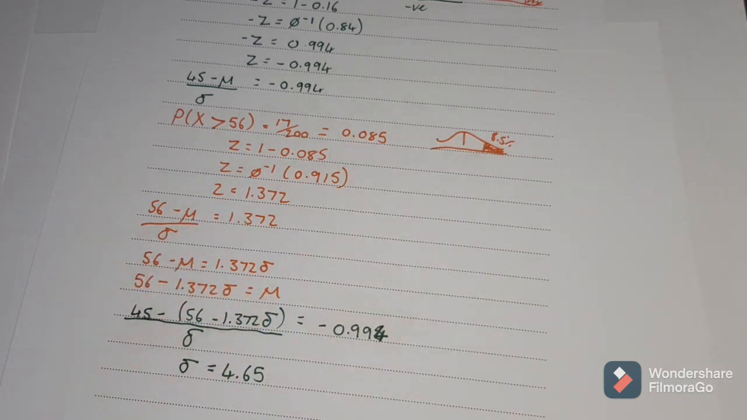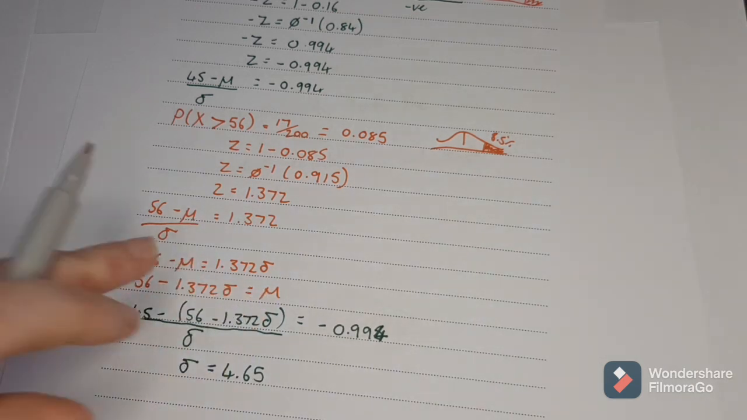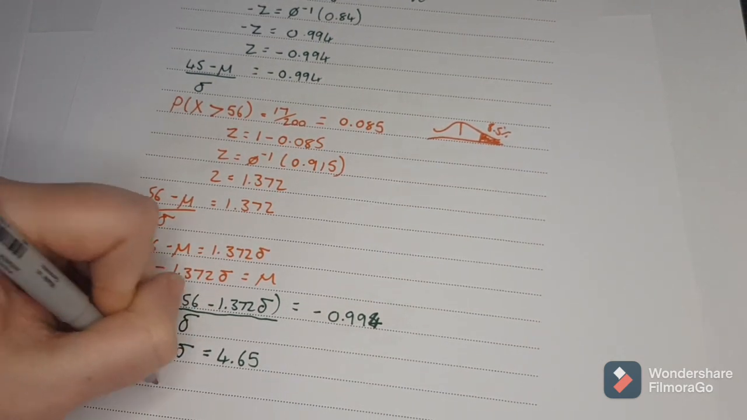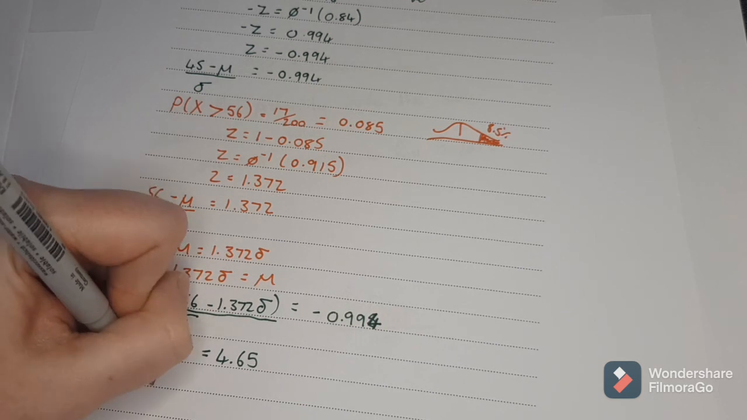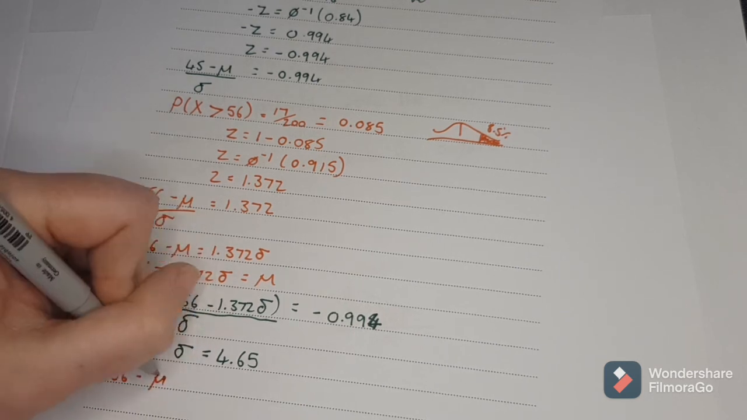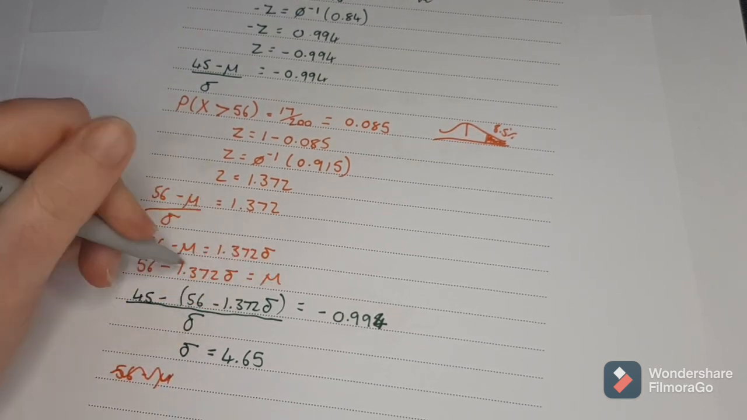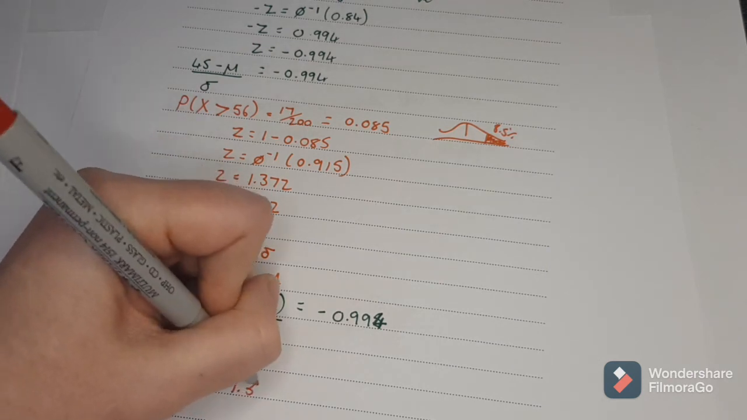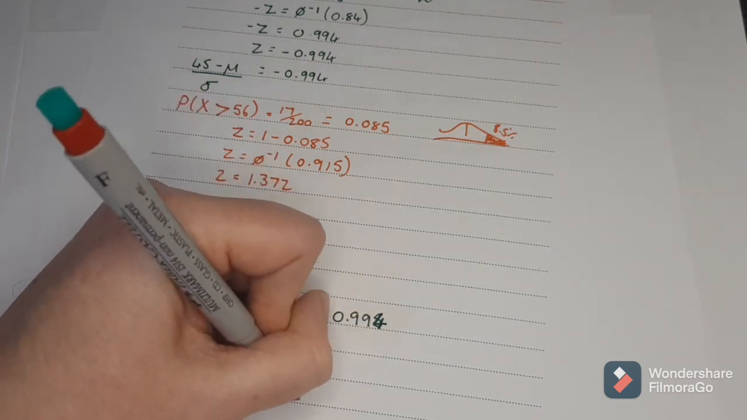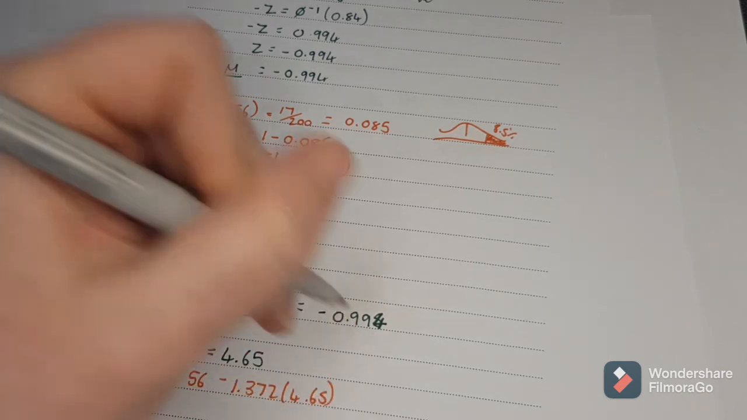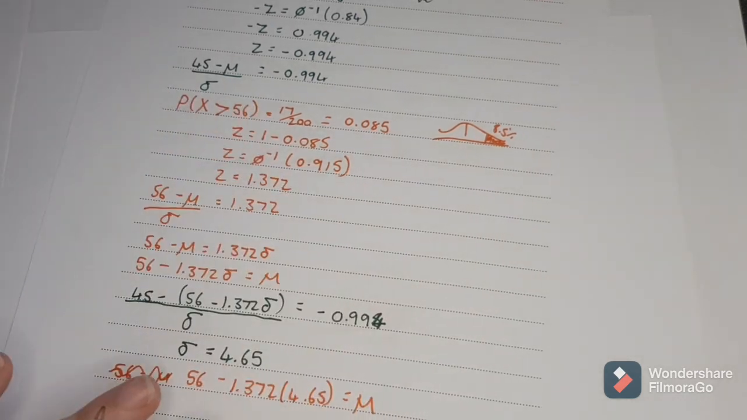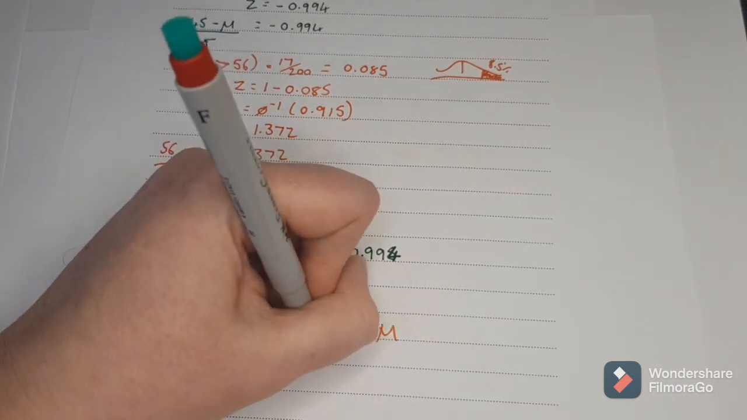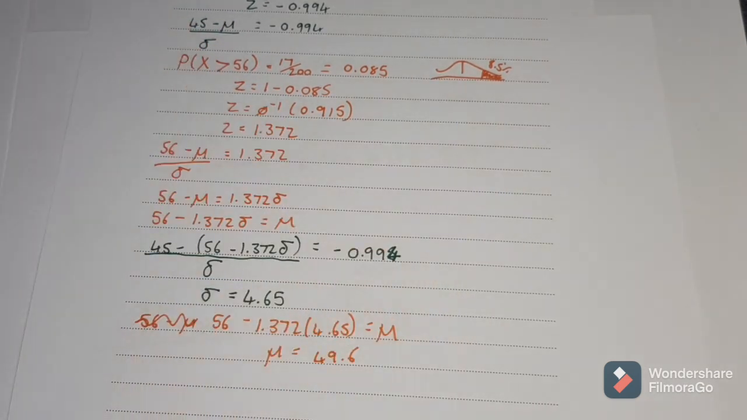And now that I have that, I can sub it back into any one of my equations to find my mean. If I sub it back in here, it's easy to use this equation, so I say 56 minus 1.372 times my 4.65 equals the mean, and that gives me a mean of 49.6.